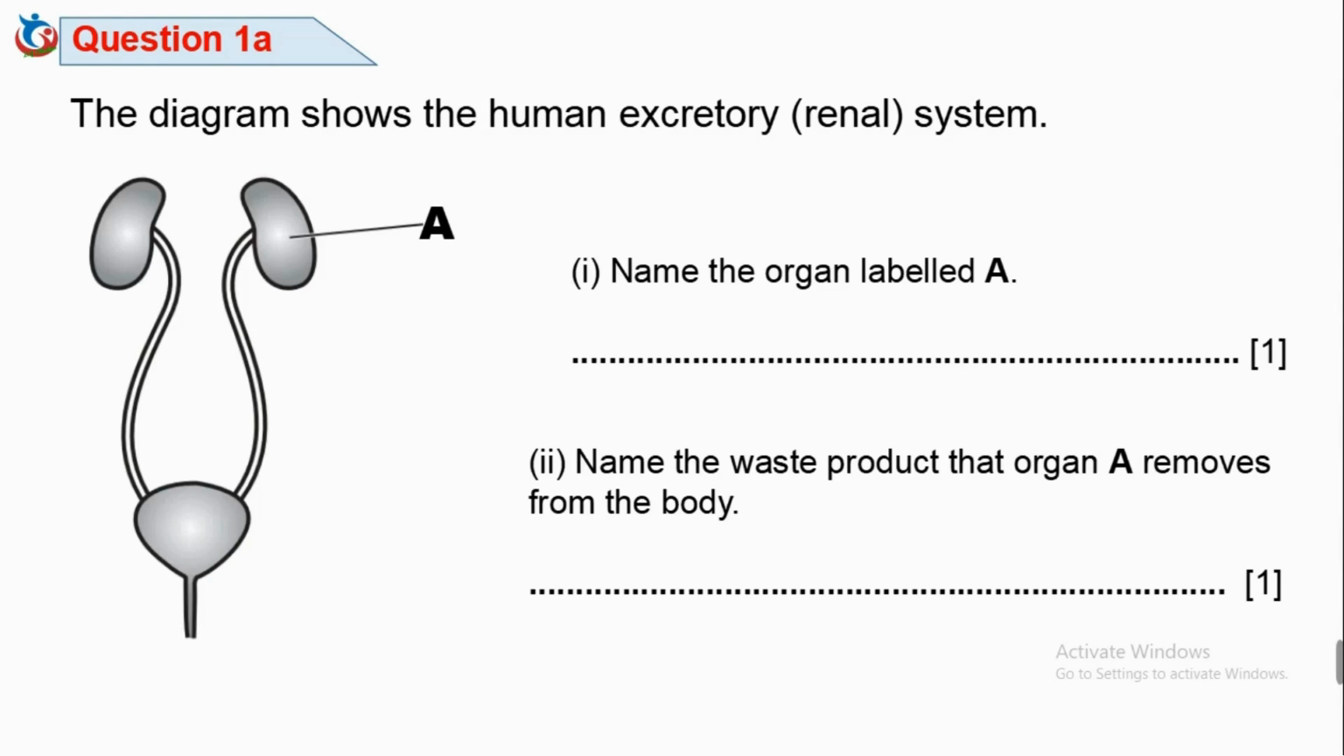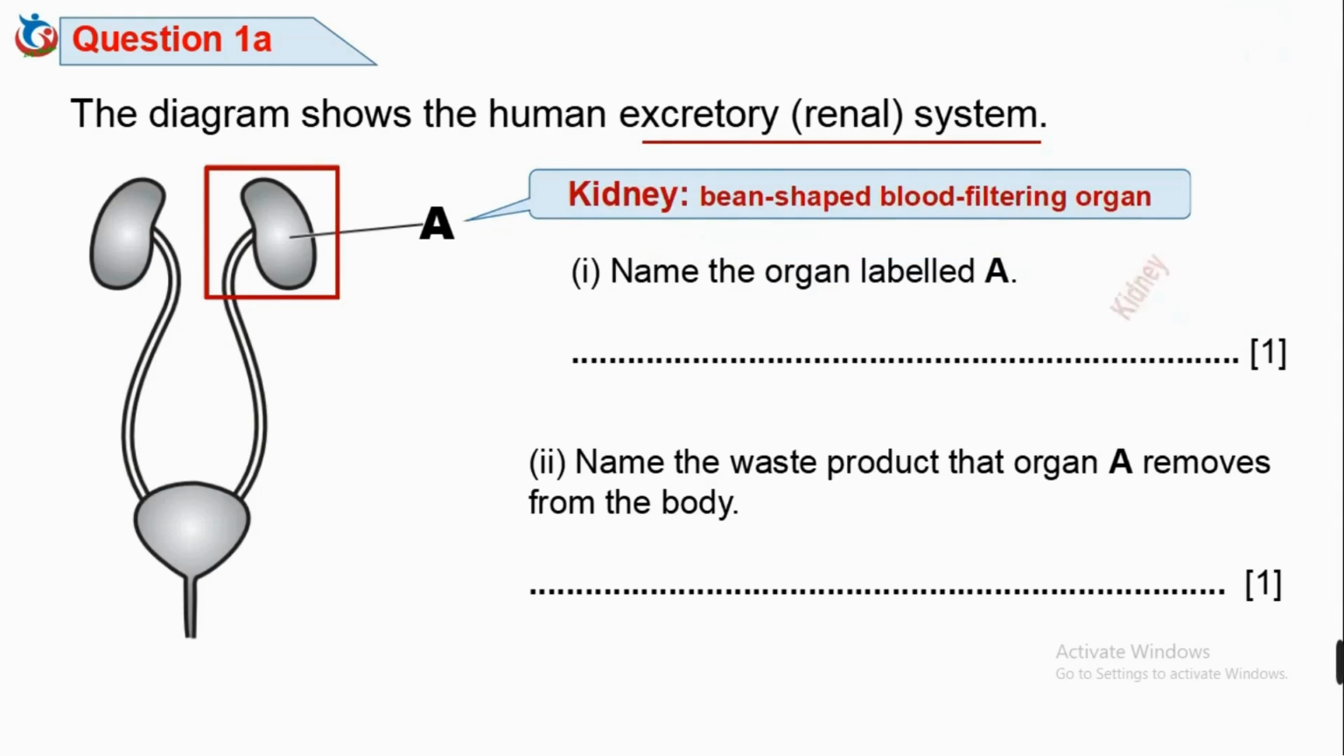The description of the diagram says excretory system. The excretory system is made up of organs such as skin, liver, large intestine, lungs, and kidneys, which are responsible for the removal of waste products from the body. Take a closer look at the part labeled A. It is a bean-shaped organ like a bean seed. The only organ that exhibits this shape is the kidney. Hence, the part labeled A is kidney and usually in pairs.